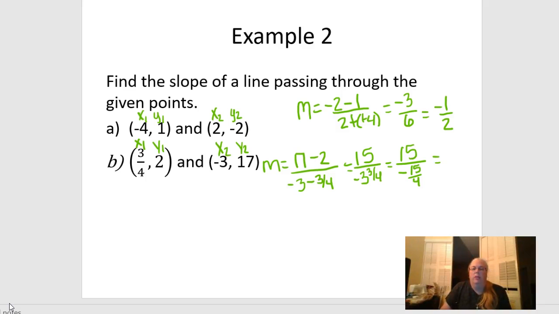Okay, so now this is going to turn into 15 times negative 4 over 15 because we take the bottom fraction right here and we invert it, and now we multiply it by the top fraction there. And I can see that the 15s are going to cancel, so it looks like the slope for part B is just going to be negative 4.